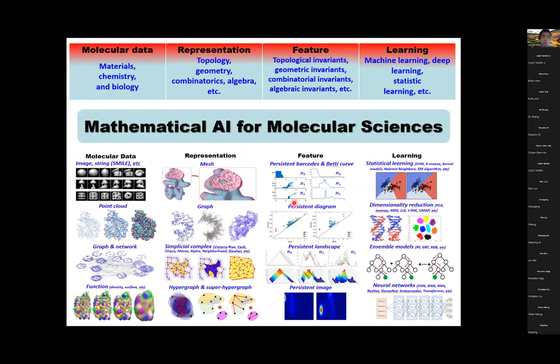Effectively, what we are building is this mathematical AI for molecular sciences. We have molecular structures here, all kinds of structures nowadays, material, chemistry, and biology. And we can represent them in all kinds of ways, in simplicial complex, in hypergraphs, or super hypergraphs. And then we can also extract different persistent diagrams, different persistent functions as a form of feature vectors here. And then we can use them in different learning models to solve different problems.